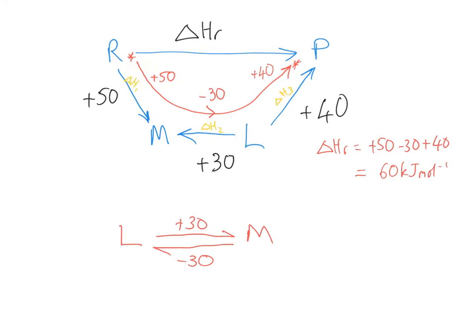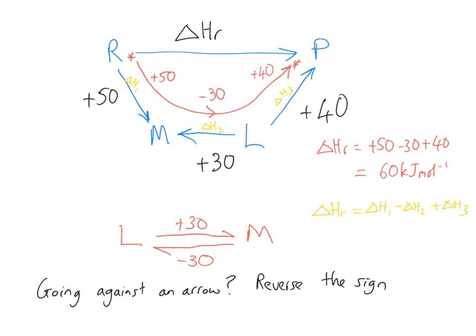And if we wanted to show this without using any numbers at all, we can say that the enthalpy change for the overall reaction is equal to enthalpy change 1 take away enthalpy change 2 add enthalpy change 3. And that's because we're going against the arrow for enthalpy change number 2. So to sum that up, if you are going against an arrow, you must reverse the sign. So a positive number becomes negative and a negative number becomes positive.